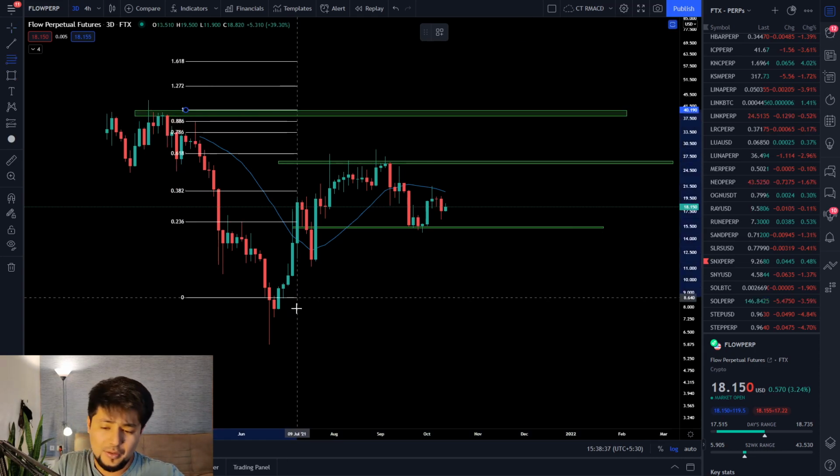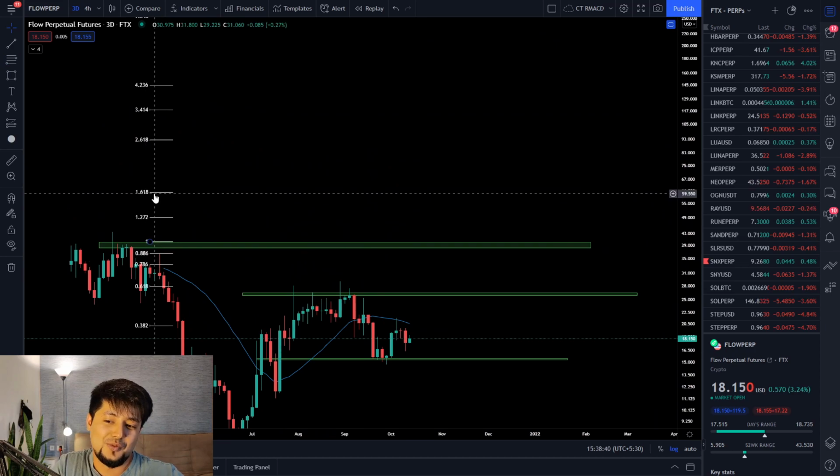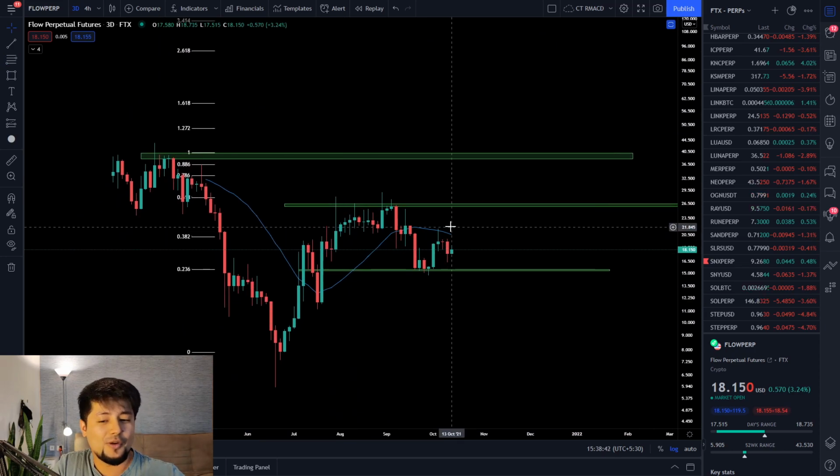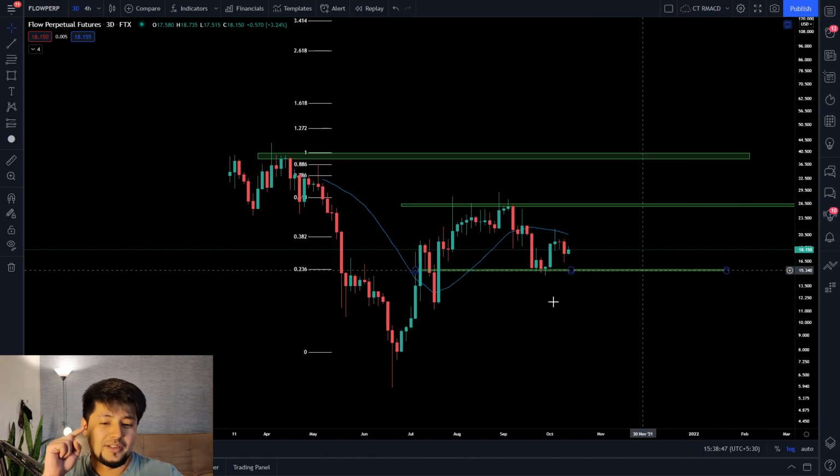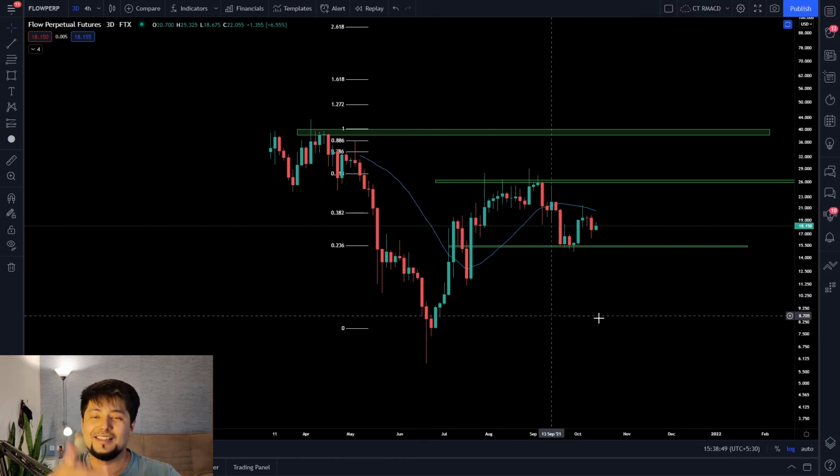And we can talk about continuation upside targets all the way at 1.618, 2.618, but before that, a lot of work is supposed to be done by the Flow blockchain. So do something bullish in the market, then I'm going to be bullish on you.